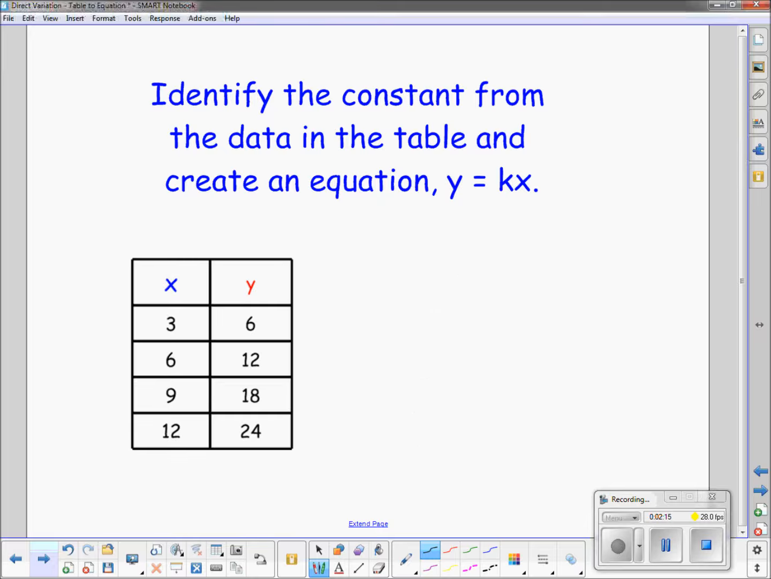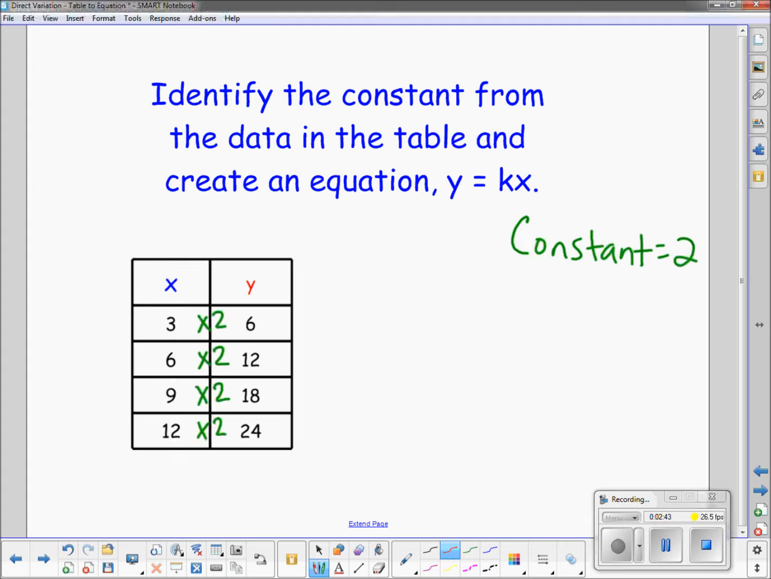Let's look at this next example. In this example, to get from 3 to 6, I can multiply by 2. From 6 to 12, I can multiply by 2. From 9 to 18, I can multiply by 2. And from 12 to 24, I can multiply by 2. Therefore, I would say that the constant equals 2.